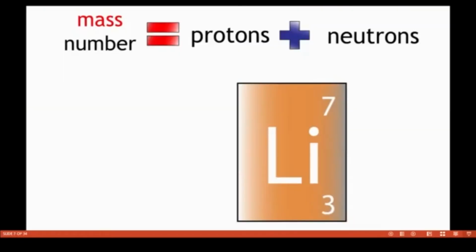Now we take lithium. Mass number is equal to protons plus neutrons. 3 is the atomic number for lithium, and 7 is the mass number. If we want the neutrons, it is mass number minus protons, and we get the number of neutrons.